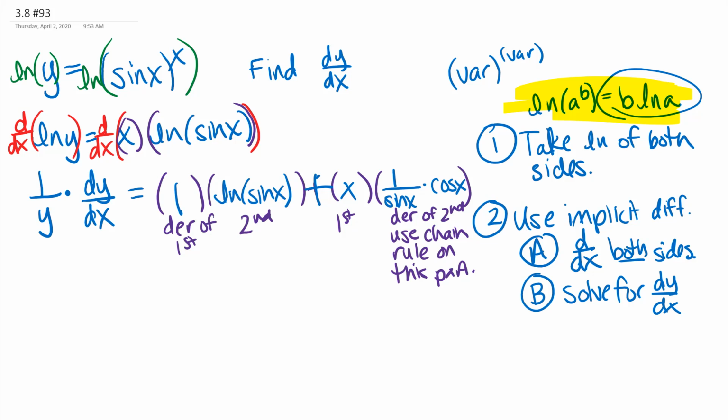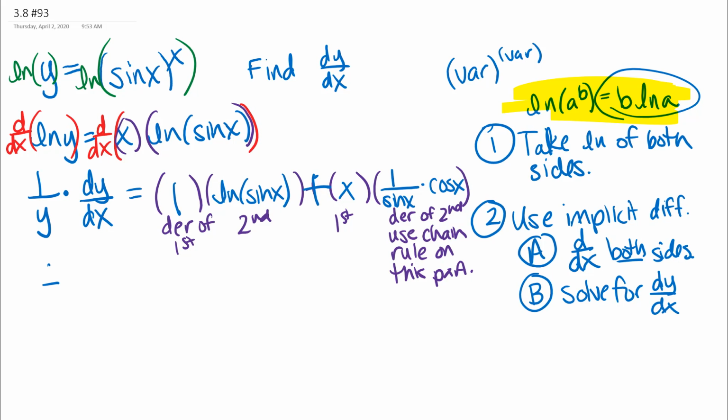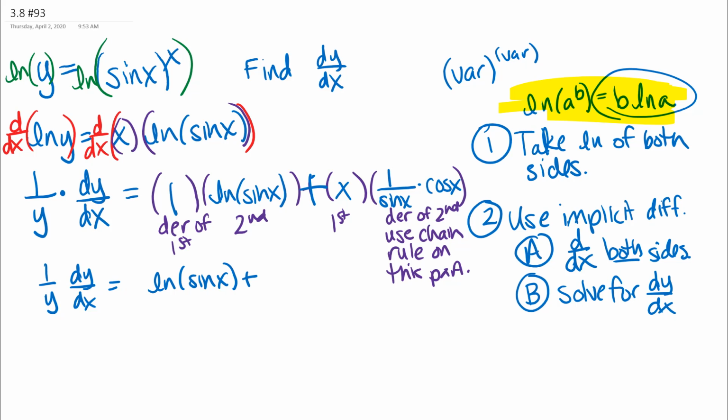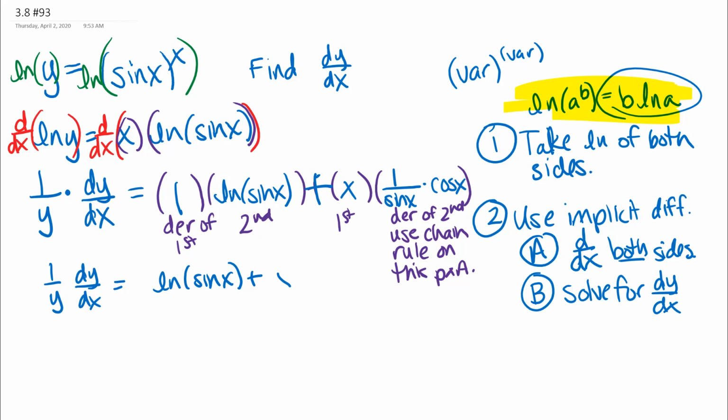All right, so there's what we've got. I'm going to write another line here where we clean that up a little bit. So I've got 1 over y times dy/dx on the left side equals, on the right side I don't really need that 1, so I have ln of sine of x plus x times cosine x over sine of x. I could write the cosine over sine, or maybe I'll just rewrite that as cotangent. Either way is okay. It's maybe just a little cleaner to write cosine of x over sine of x as cotangent of x.